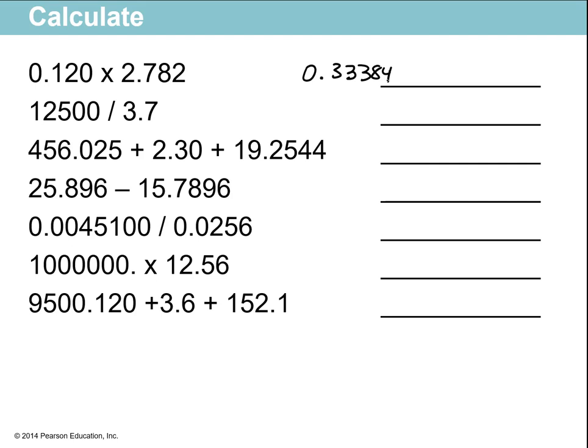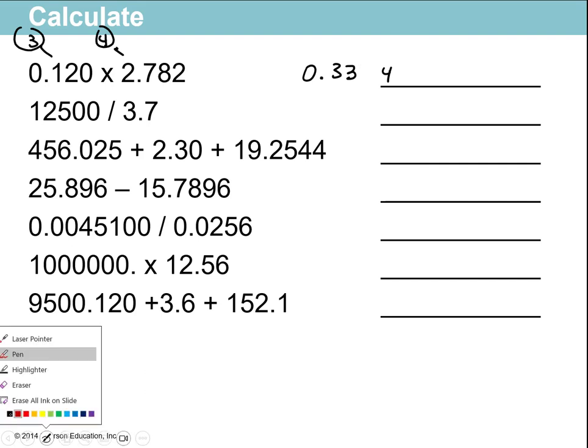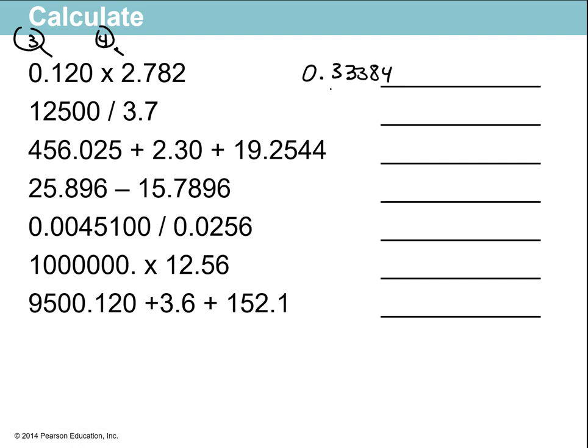5. Okay, well, how many significant figures in 0.120? 3, right? The 0 out front doesn't count. The 0 at the end counts because there's a decimal. How many significant figures in 2.782? 4. So I have one with 3 and one with 4. I've got to round my answer to 3. So you look at your answer and underline the first 3 significant figures you get to. Remember, the 0 out front doesn't count, but the 333. So I know that the next one, 384, I'm going to have to round.